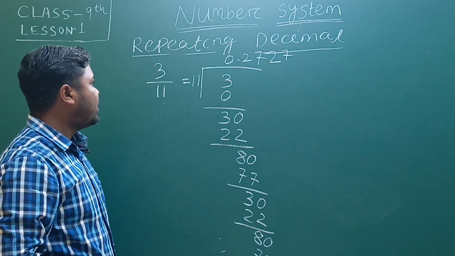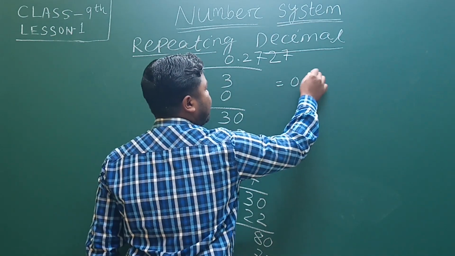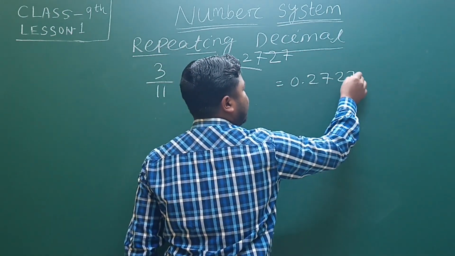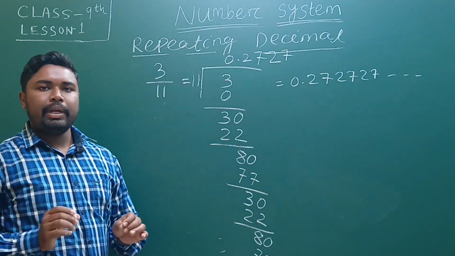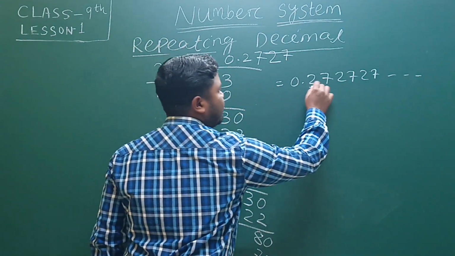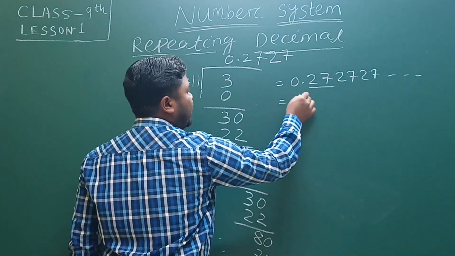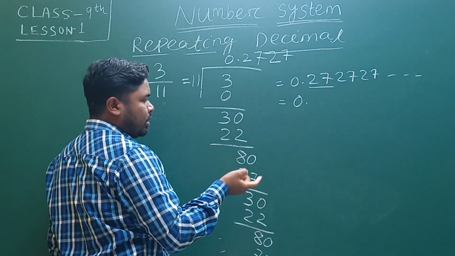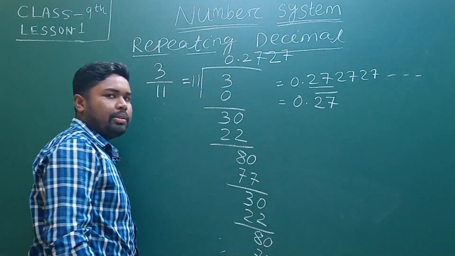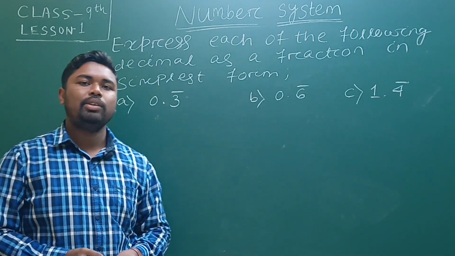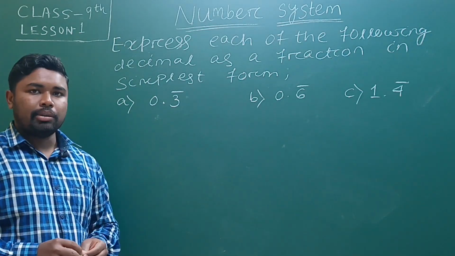So that's why the decimal number is 0.3 27, 27, 27 like this. Here the repeating digit is 27. How can I write this repeating digit? We place a bar over this repeating digit. So 0.27 with a bar over it. Now we will discuss some questions about decimal numbers.